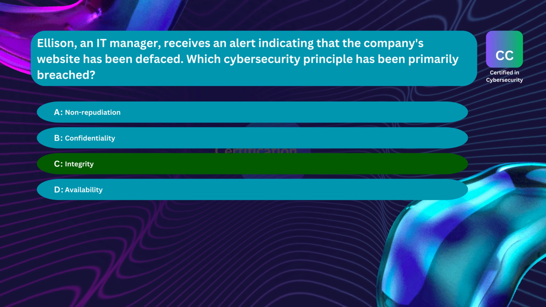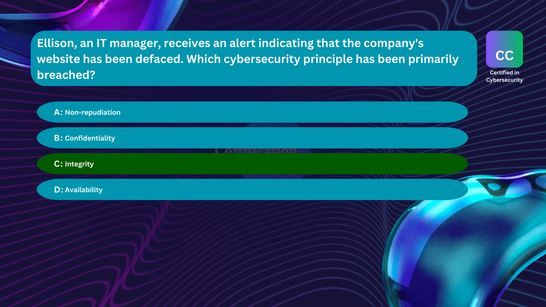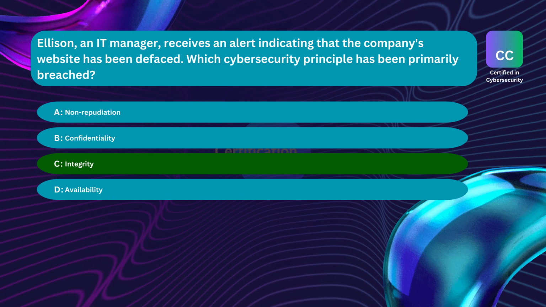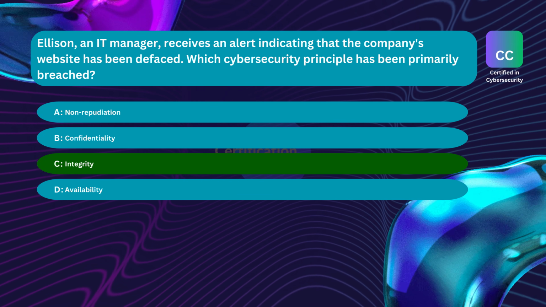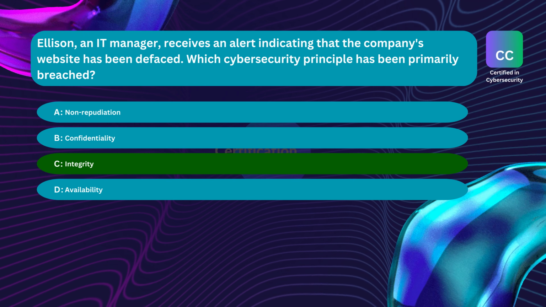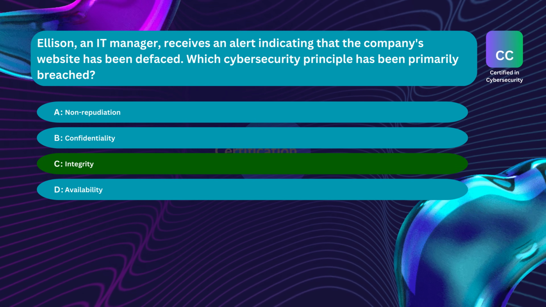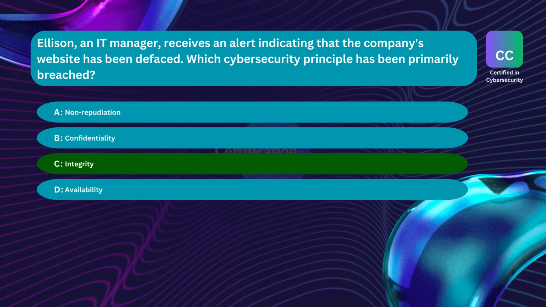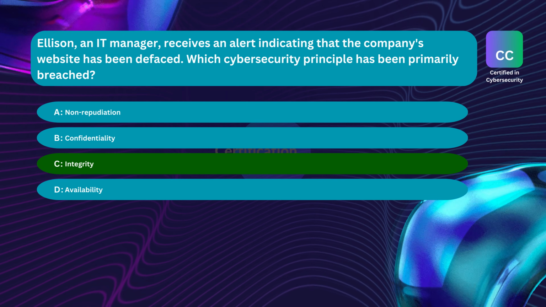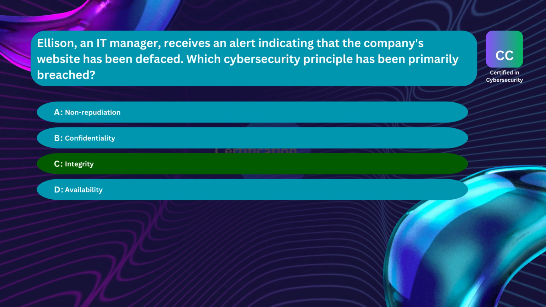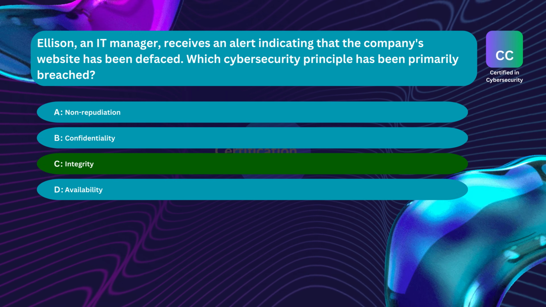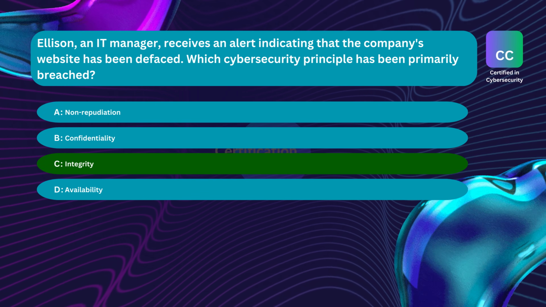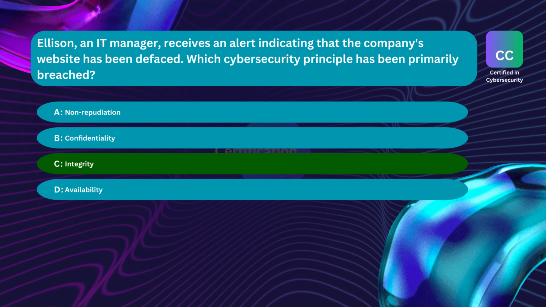The correct answer is option C, integrity. Defacing a website primarily violates the integrity principle, as it involves unauthorized alterations. Option A is incorrect. Non-repudiation is about ensuring data origin and integrity, but in this scenario, the main issue is unauthorized alterations. Option B is incorrect. While a defaced website could involve a breach of confidentiality, the scenario primarily concerns unauthorized modifications. Option D is incorrect. Although a defaced website could affect availability, the main violation here is unauthorized alterations.